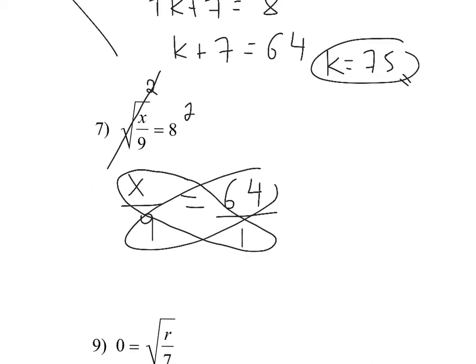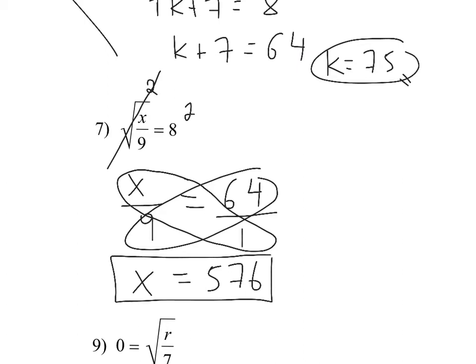So the answer is x times 1 equals x, and 64 times 9. 64 times 10 is 640. 64 times 9, the answer is 576. So x equals 576.